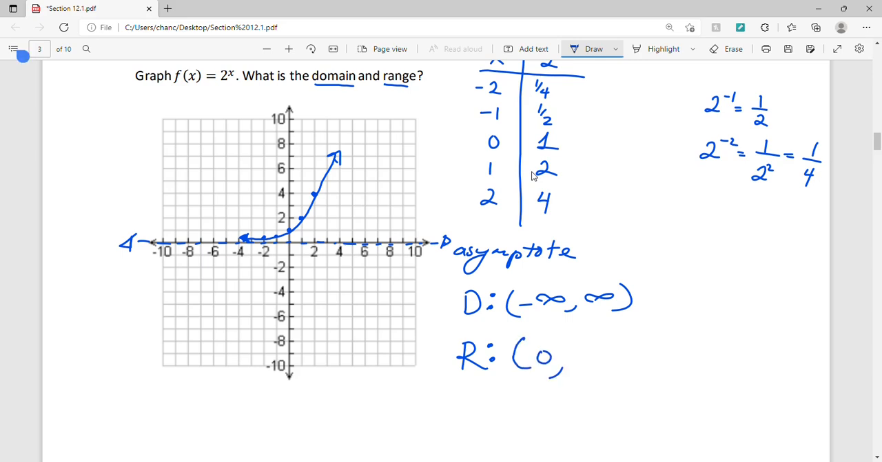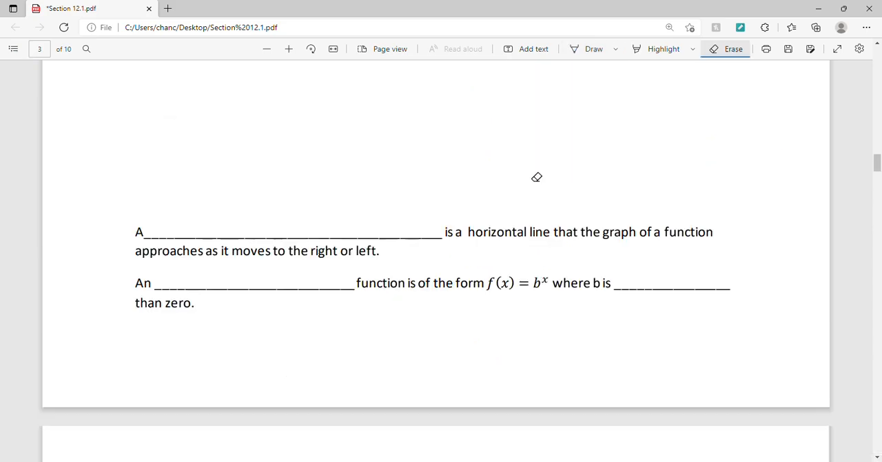So we'll use a parentheses. Do not use a square bracket. It cannot reach 0, but it can get as close as we want. So use a parentheses, but it does go up forever. So the range is a parentheses 0, comma, infinity. An asymptote is a horizontal line that the graph of a function approaches as it moves to the right or left.